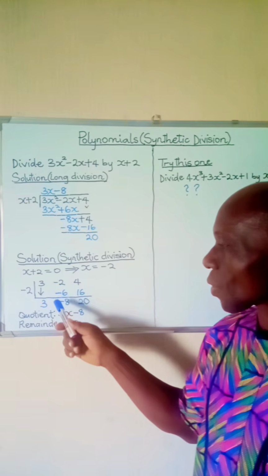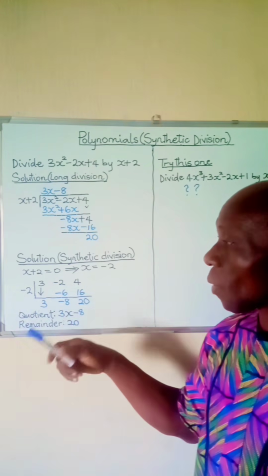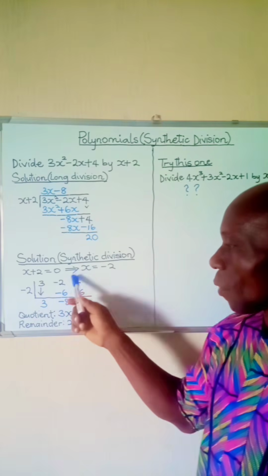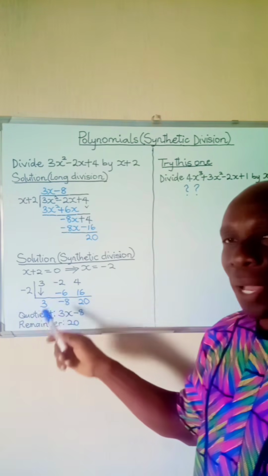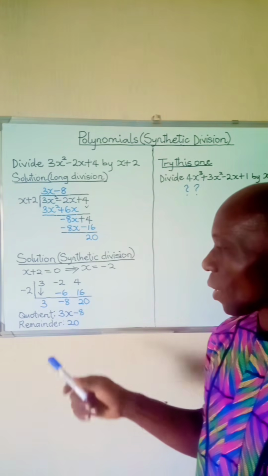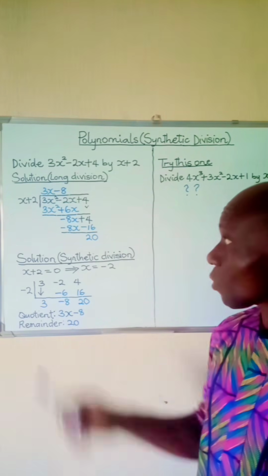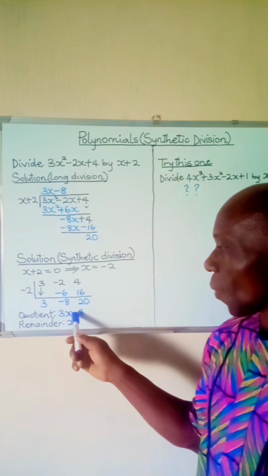Minus 2 plus minus 6 will give you minus 8. We repeat the process. Minus 2 times minus 8 will give us 16. And then we add, that gives us 20. So we are through. This 3 here will be our leading term. Minus 8 will be a constant term, while 20 here becomes a remainder, just like we had in the first case. So the quotient here becomes 3x minus 8.